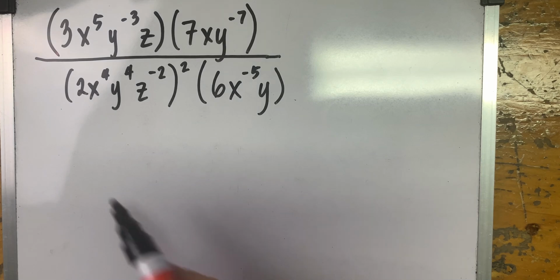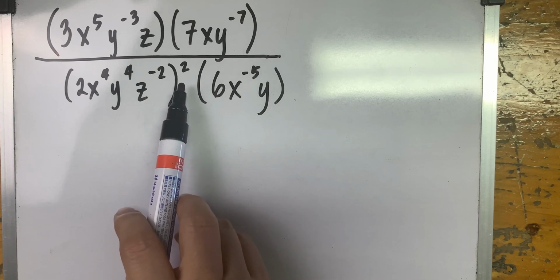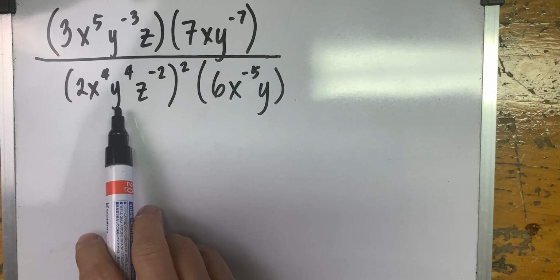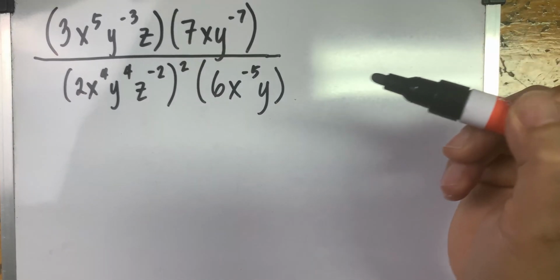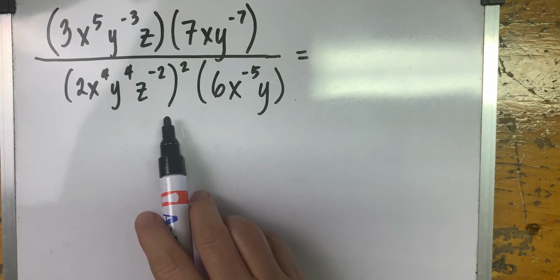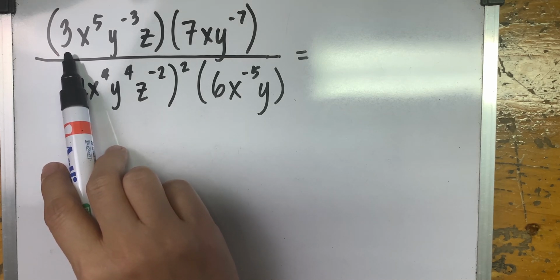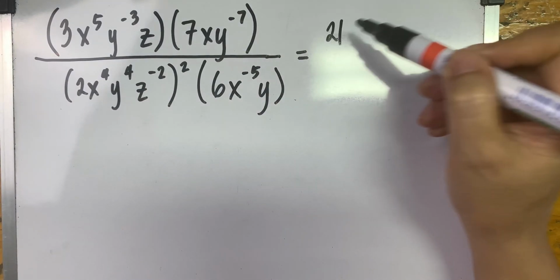So first, i-work muna natin yung merong power rule. In this case, nasa denominator. Itong 2x to the fourth y fourth z to the negative 2. So, let's work on the denominator first. But prior to that, multiply natin yung numerical coefficient sa numerator. So 3 times 7 is 21.